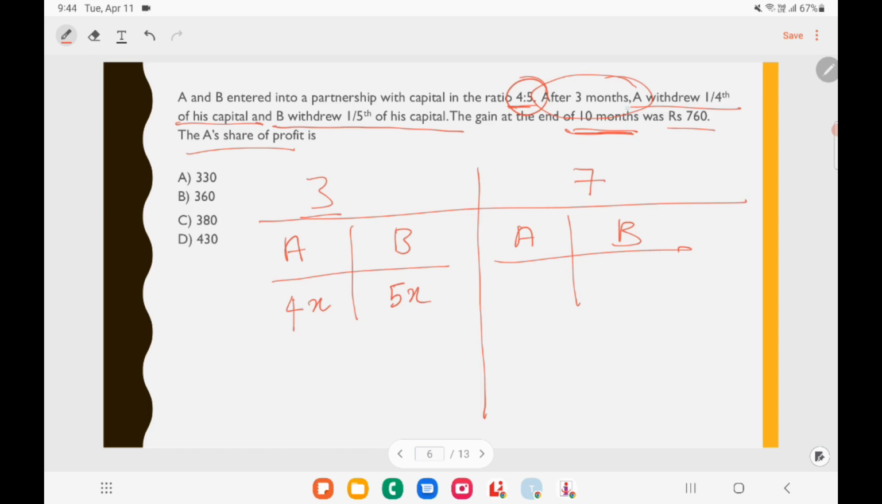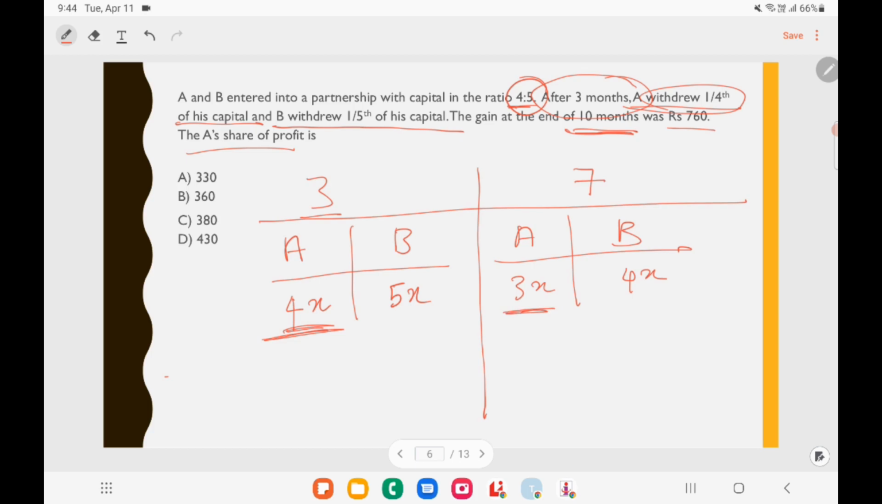Now after 3 months, A withdrew 1/4 of his capital. That means A's capital was 4x, and 1/4 of 4x, that is 1/4 into 4x, is x. So A withdrew x from 4x. So A's capital became 3x. Now what did B withdraw after 3 months? B withdrew 1/5 of his capital. So that is 1/5 into B's capital, which was 5x. So 1/5 into 5x is x. So B withdrew x from 5x. So B's capital became 4x. See, this is the change. Initially it was 4x for A, then after 3 months it became 3x. There is a change in capital.